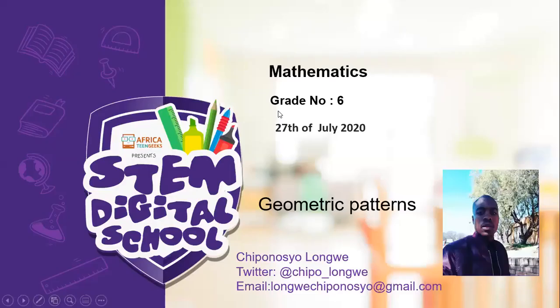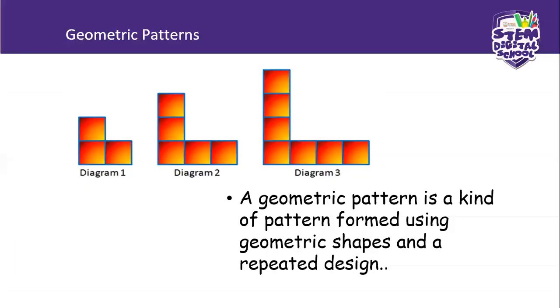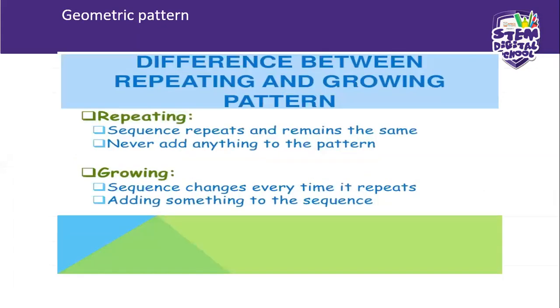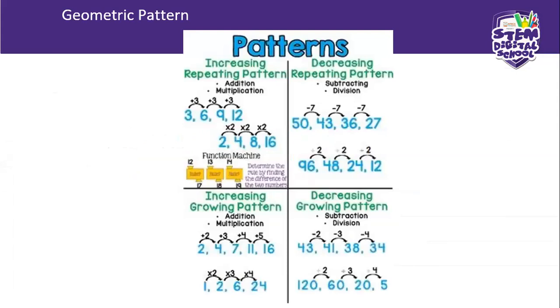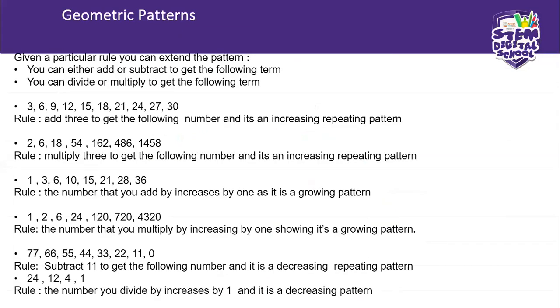So we were dealing with geometric patterns. We said a geometric pattern is a kind of pattern formed using geometric shapes and a repeated design. We said there are some that are repeating and then there are others that are growing patterns, right? So I wanted to speak about rules. Now, I want to ask you guys, what are rules?